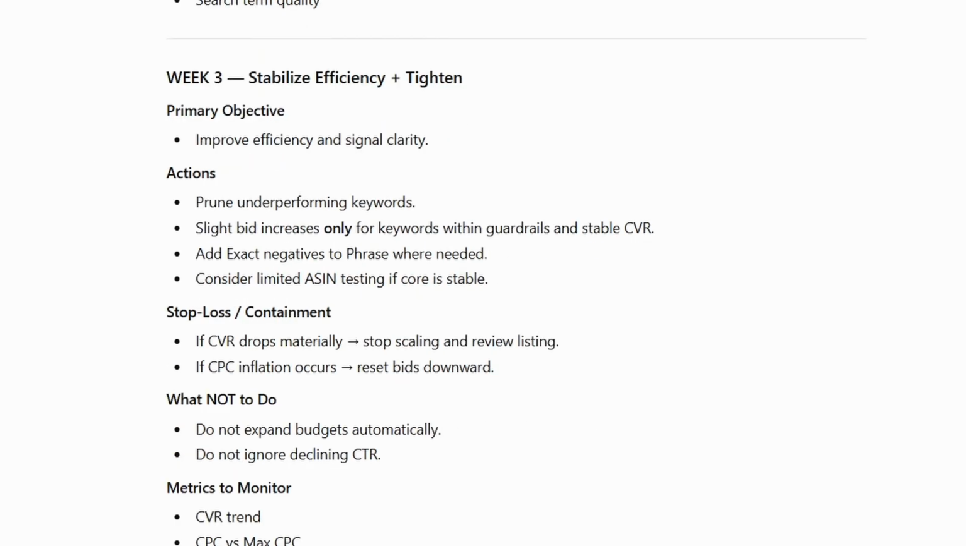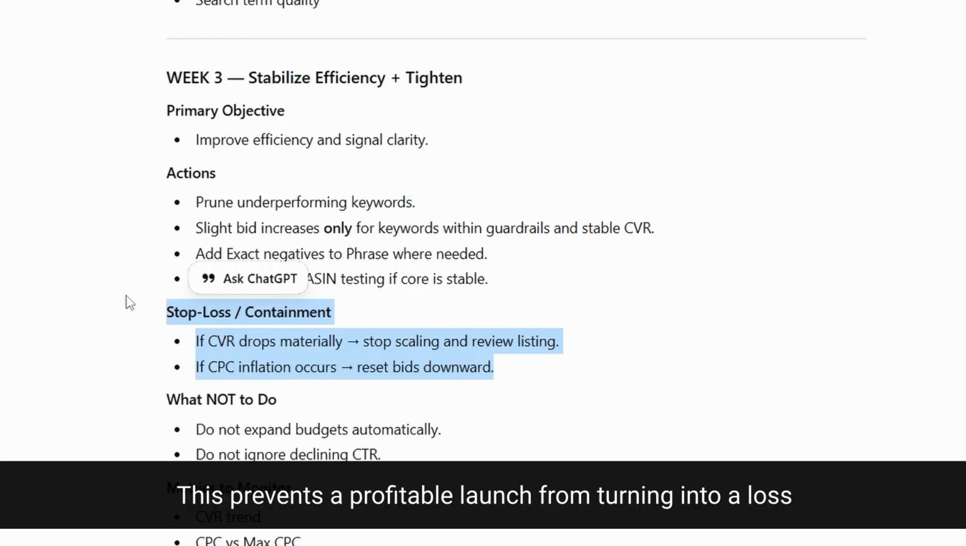Week 3 is the shield, and this phase is about protection, not expansion. So the system looks for keywords that are wasting budget. If a keyword has clicks but no sales, the plan says to cut it. It also introduces stop loss rules. And the logic is simple: if the cost of a keyword exceeds the profit margin, bid down immediately. It removes emotion from the decision, and if a keyword is bleeding money, the math dictates it must be paused. So this prevents a profitable launch from turning into a loss.